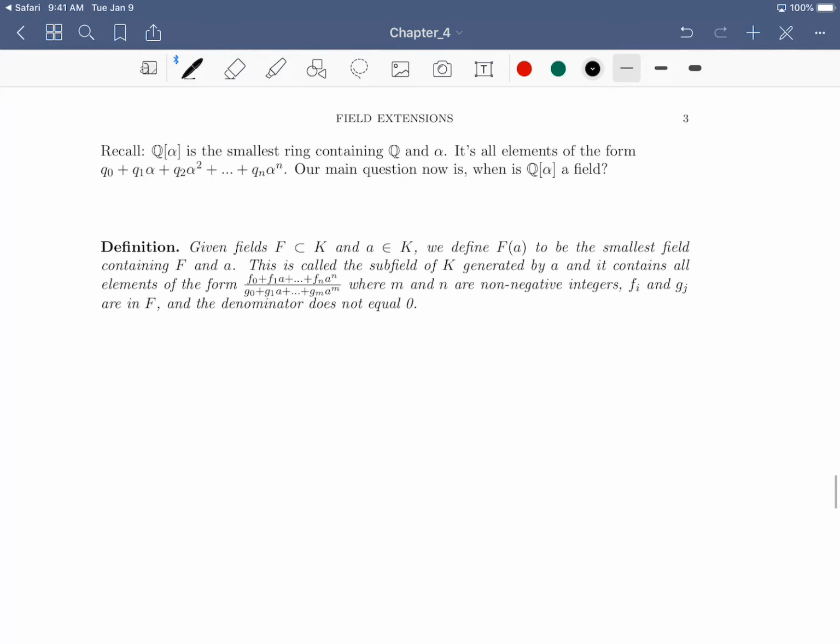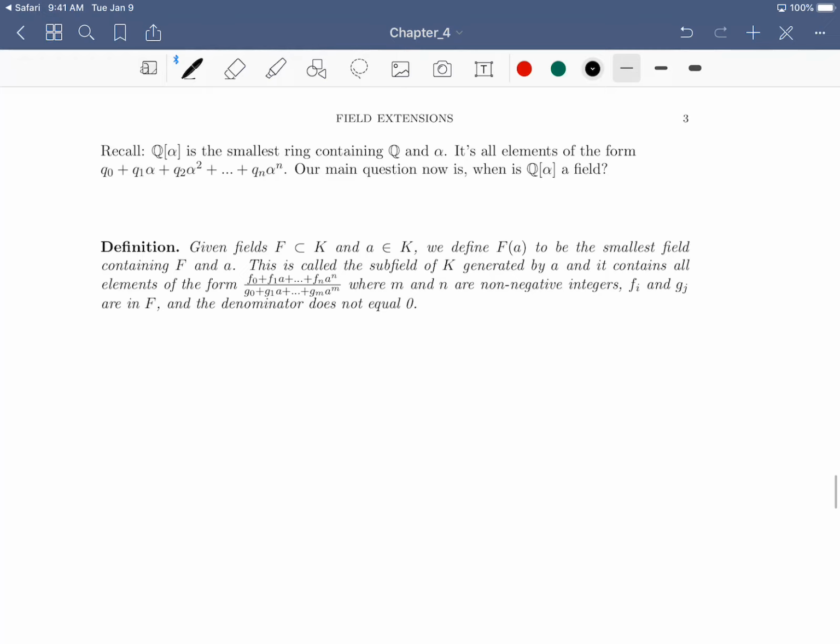So the next thing we want to look at in our study of field extensions is when are some of these objects fields and when are they not? So at the top, I'm trying to remind us of this definition. So we had Q adjoin any element alpha. We've seen that often with the square root of 2 or the square root of 3 or 2 to the 1/3. Things like that would be alpha.